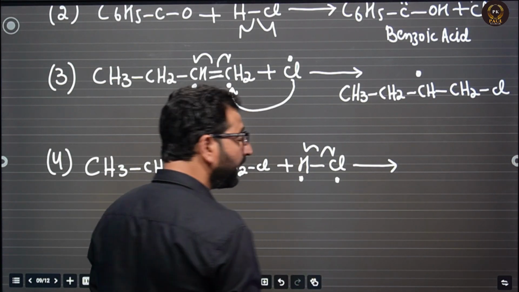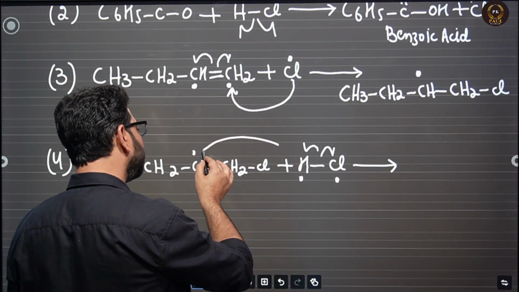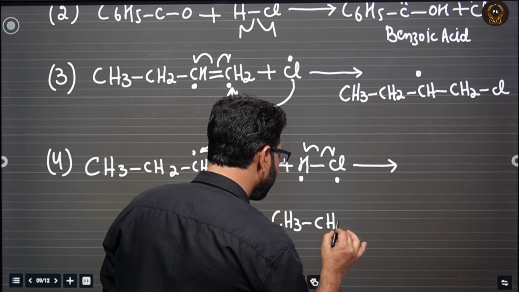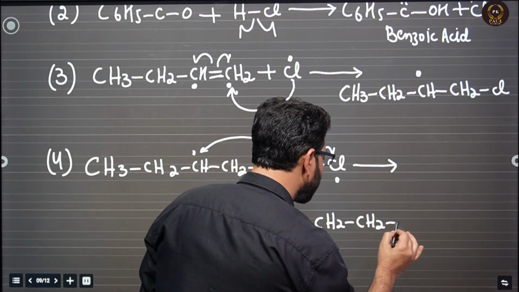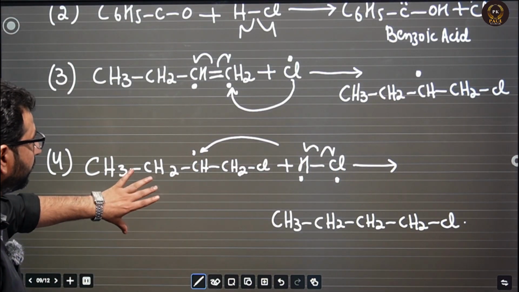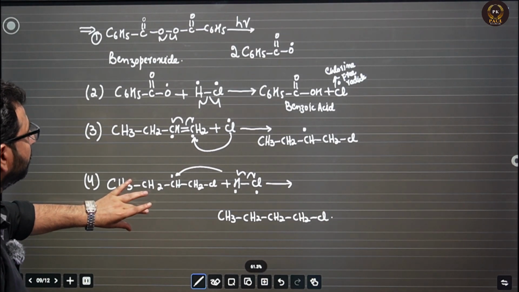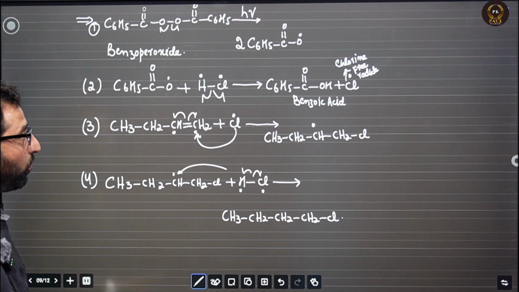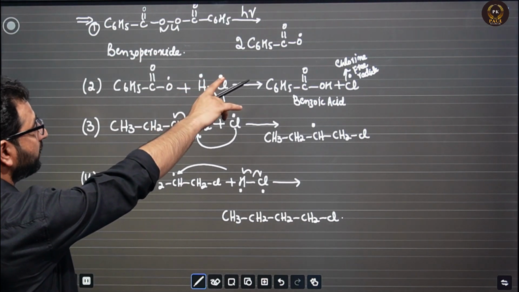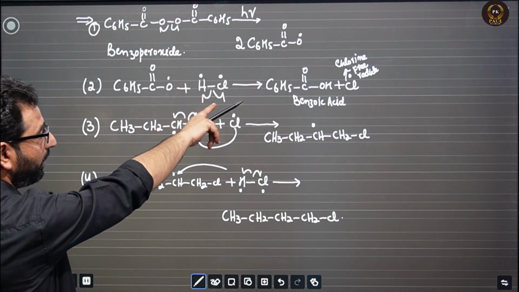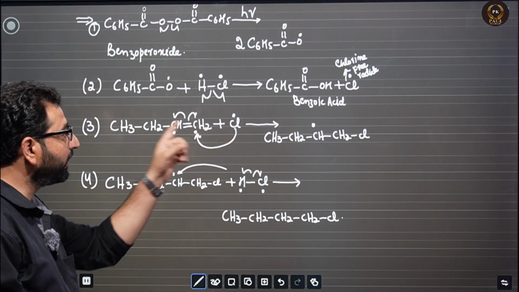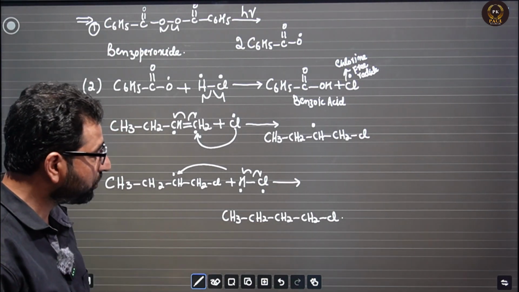This gives H dot and Cl dot, and this H dot will attack here. It will give us the product CH3, CH2, CH2, CH2 and Cl. Okay, clear? Now see my dear, I have shown you all this: in this process, the benzoyl peroxide will dissociate into radicals. This radical will dissociate the HCl molecule and it will get attached. This chlorine will get attached on the first carbon and the hydrogen on the second, and this addition has taken place.